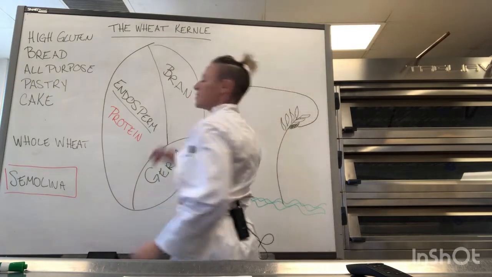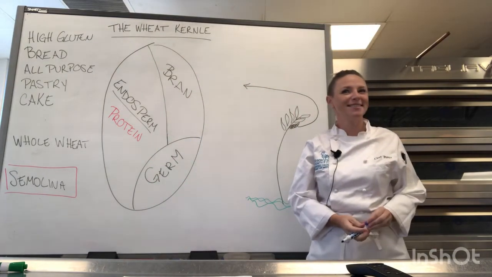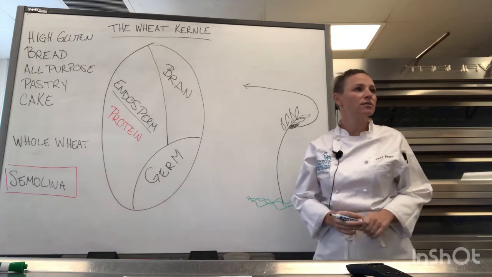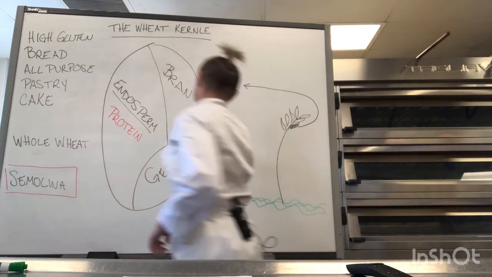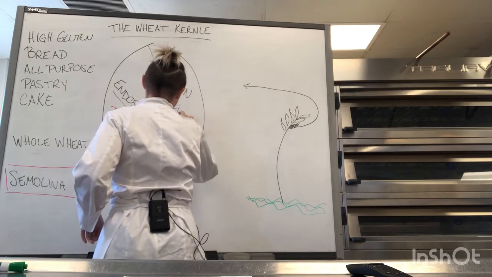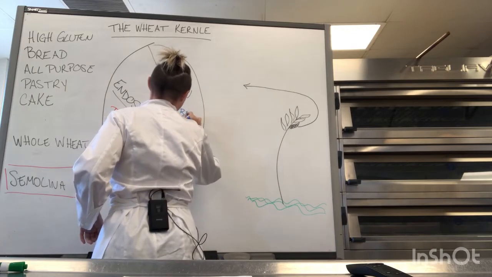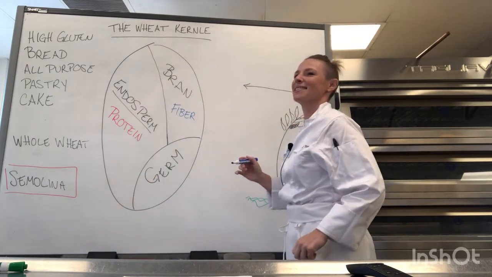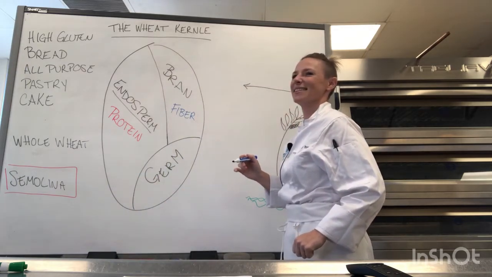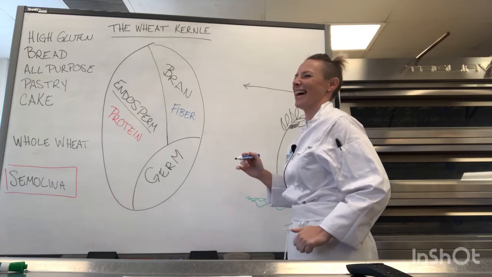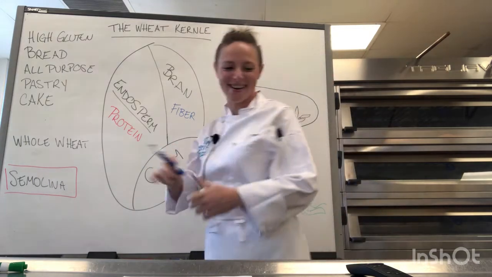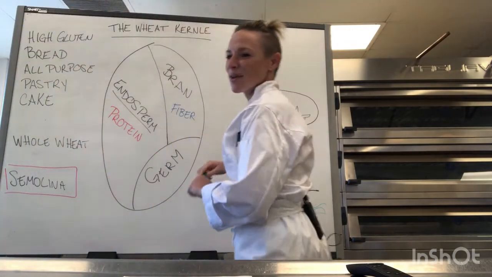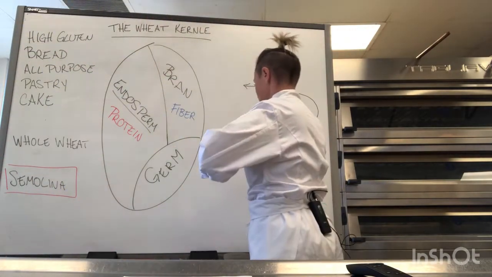Bran, anyone want to give bran a shot? What do old people eat? Fiber. Why do we eat it? Because your body can't digest it, so it just allows your body to function better. Makes your pipes move a little better, huh? Cleans you out. And you're good, Brittany, better digestion.